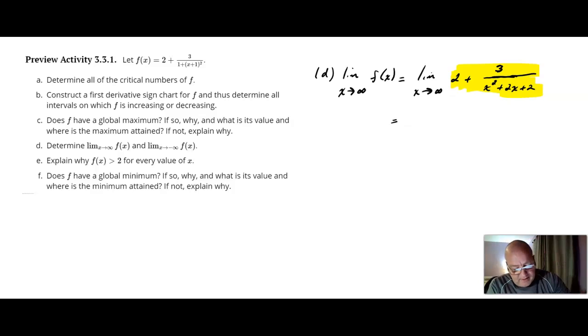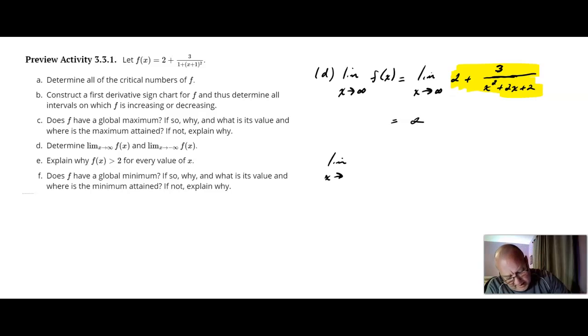So you have to think about this logically. As x gets really, really big, the denominator is going to get huge. And if I have 3 over a very large number, that's basically 0. 3 1/millionths, 3 1/billionths, that's a fraction that's basically 0. So as x gets large, I have 2 plus 0, which is just going to be 2. So I can say that the limit as x approaches infinity of f of x is equal to 2.